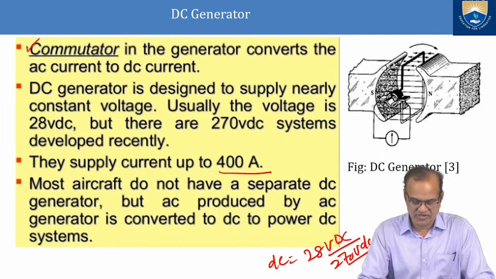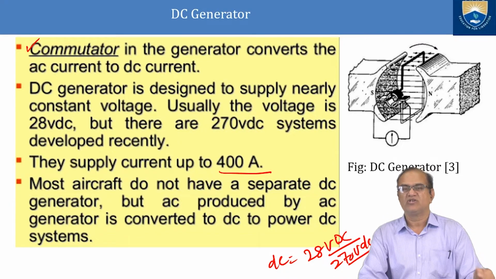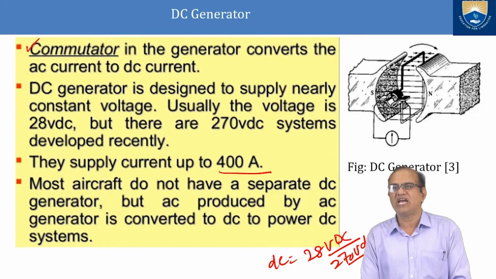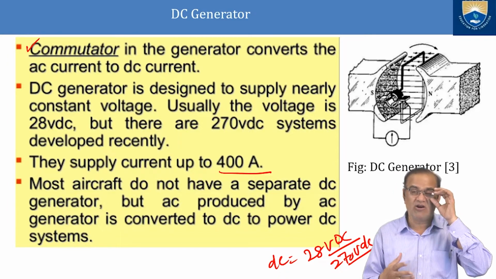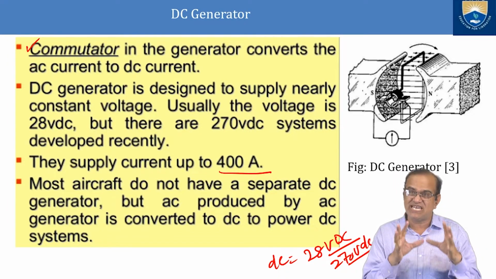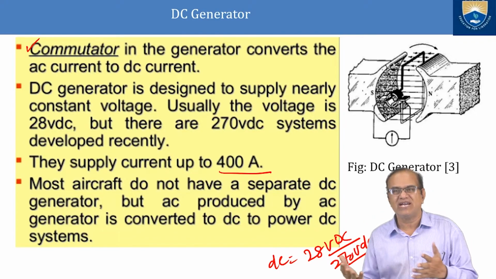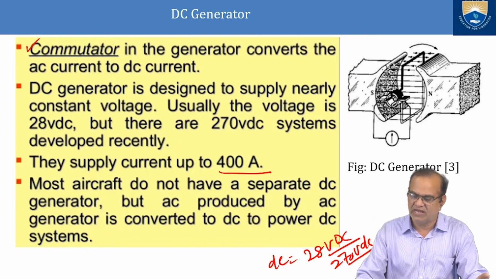Most aircraft do not have a separate DC generator, but AC produced by the generator is converted to DC to power the DC system. So most aircraft have the AC generator. However, there are a few pieces of equipment which are operated by DC, so this AC can be converted to DC power as and when required.